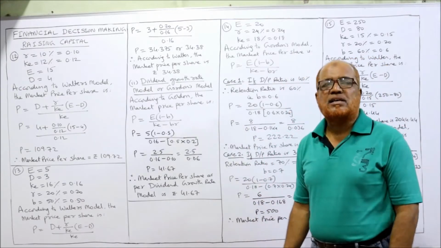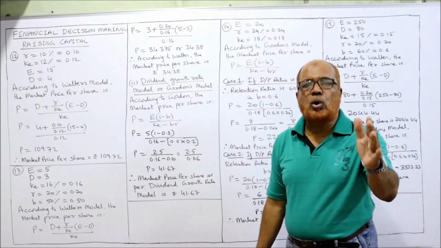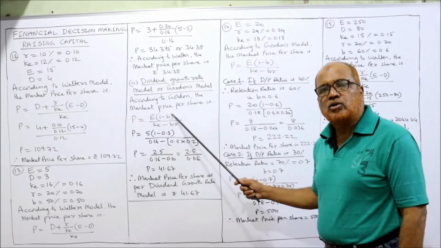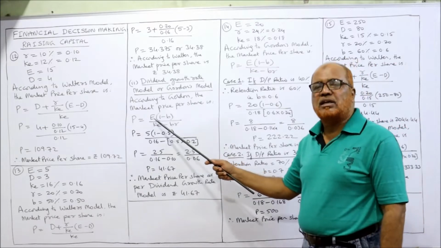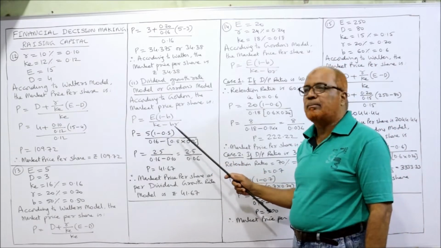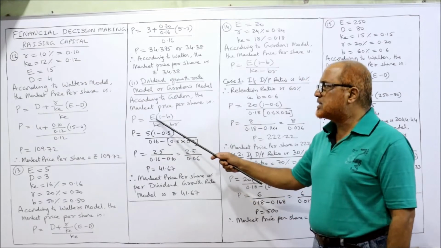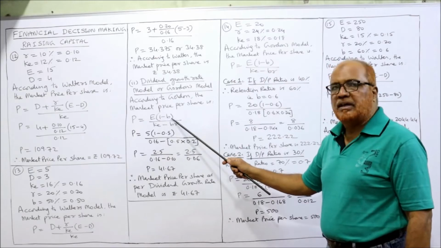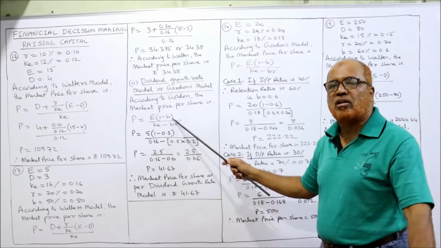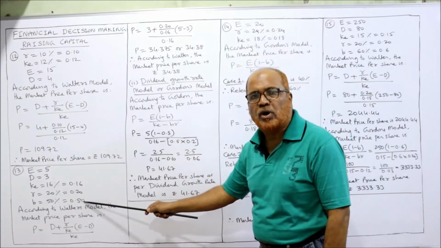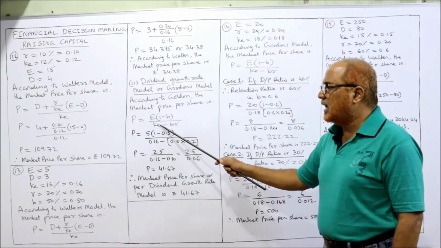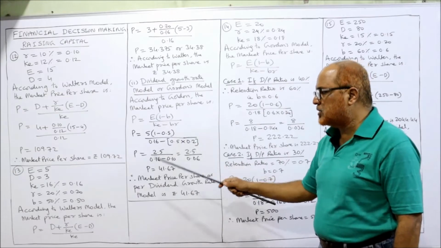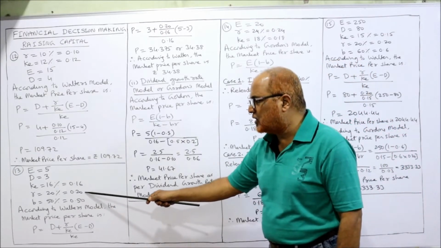Second method, it is asking you to calculate according to the dividend growth model. This is nothing but Gordon's model. So according to Gordon, the market price per share is E into 1 minus B divided by KE minus BR. E stands for earnings per share. It is 5 rupees. Whereas B stands for retention ratio. Retention ratio is 0.5. Then KE, it is 0.16. B into R, that means 0.5 into 0.2.